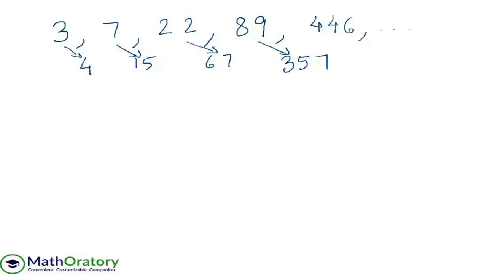So compared to 3, 4 is close by. Compared to 7, 15 is double. 22 to 67 is triple. 89 to 357 is more than 4 times. So you keep on increasing very rapidly, right? So that is what I mean by increasing very rapidly.